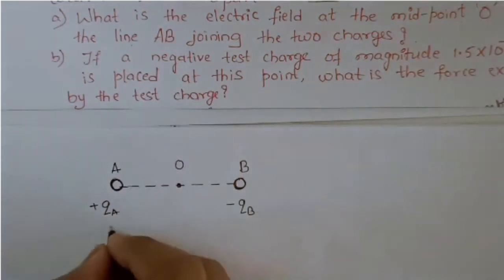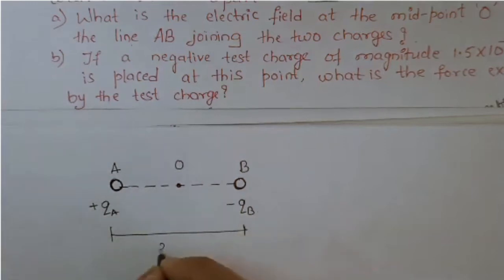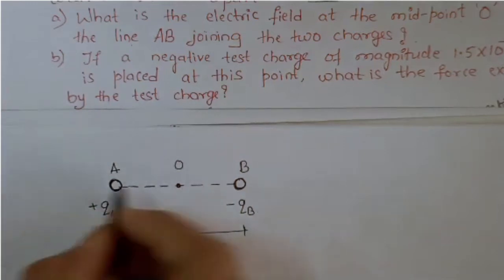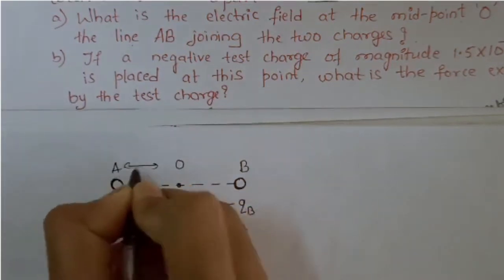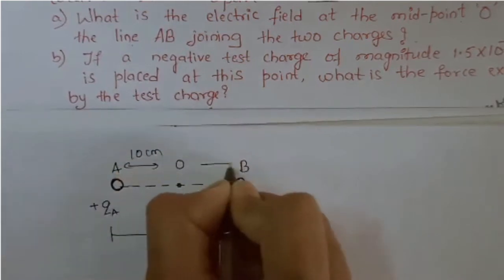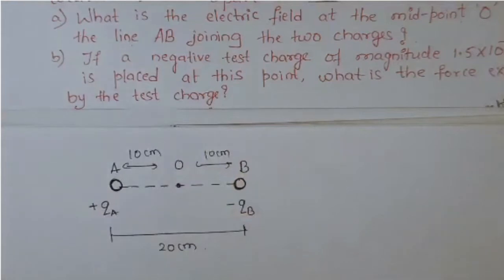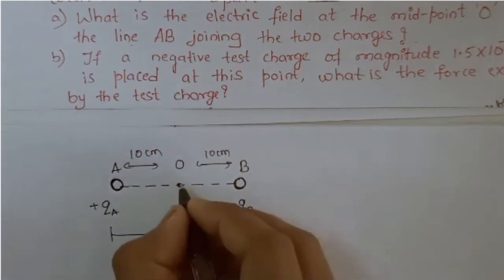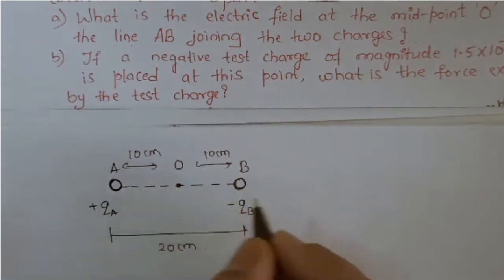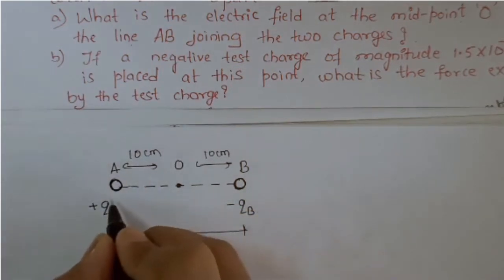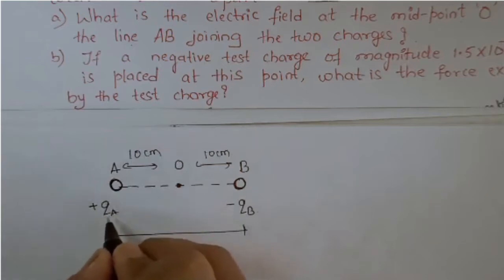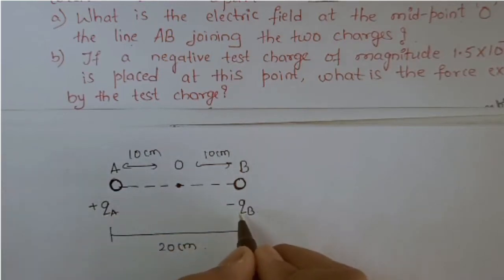The entire length AB is 20 centimeter. Then what would be AO? Obviously it is 10 centimeter. OB is also 10 centimeter. Now they are asking you to find the electric field at the midpoint O due to the two charges. First you are going to find the electric field due to QA, and then you are going to find the electric field due to QB.